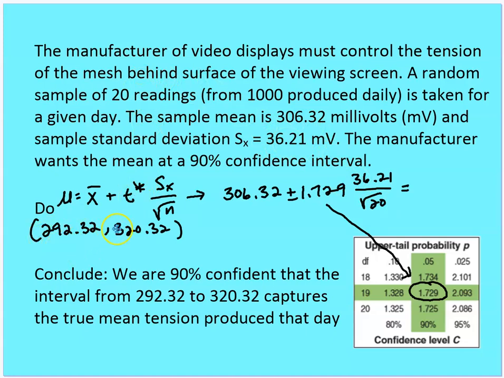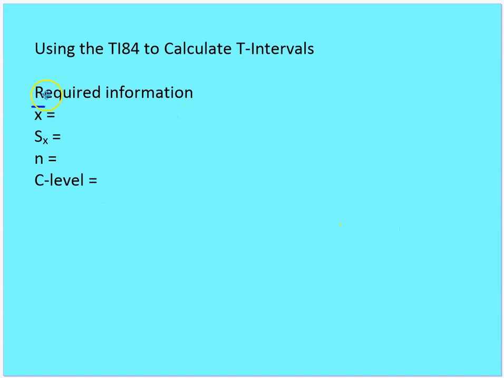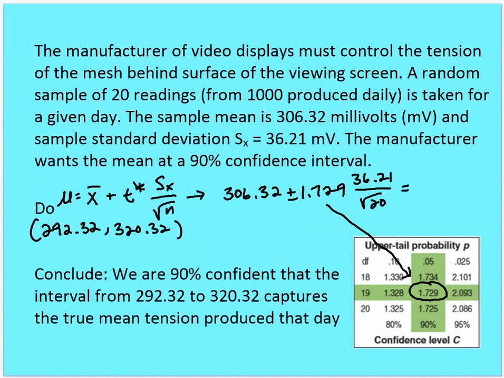and I end up with an interval of 292.32 to 320.32. All right, so now we can also use a calculator to find this interval without having to go through these calculations, but you should know basically how they're comprised. All right, so we need the sample mean, we need the sample standard deviation, we need the count and the confidence level.